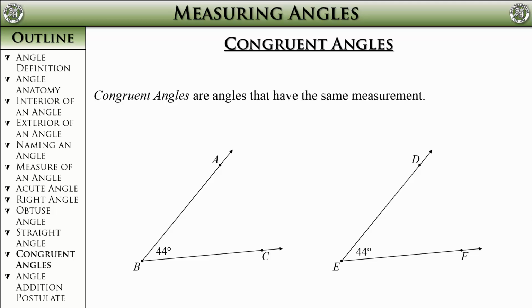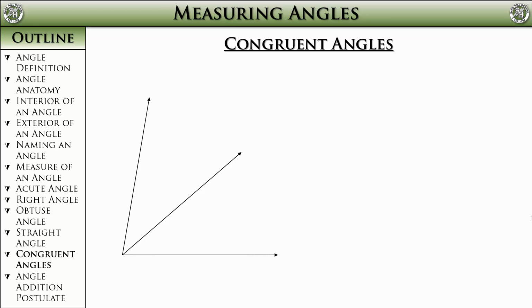Here we have two angles with measurements of 44 degrees. So that's enough for us to declare that angle ABC is congruent to angle DEF. Hopefully that's pretty simple and straightforward.